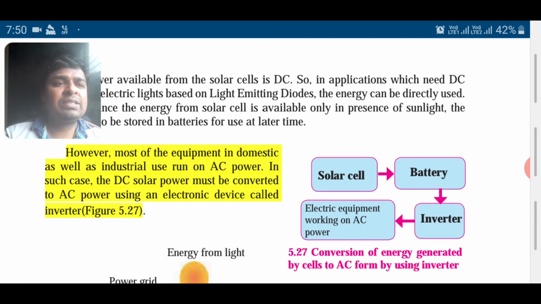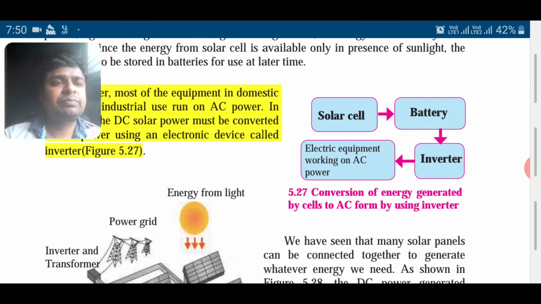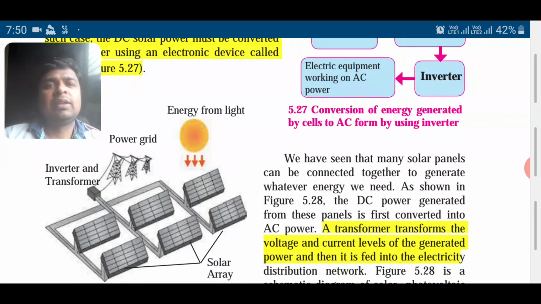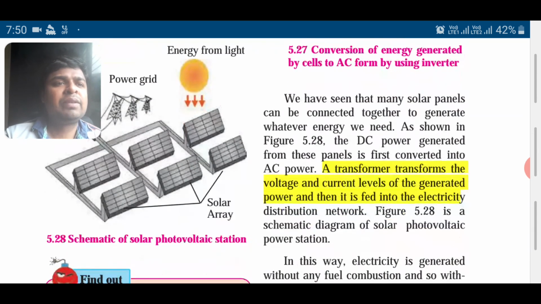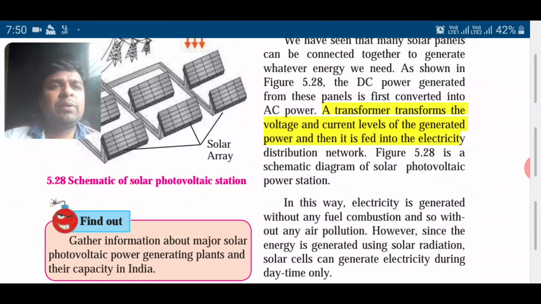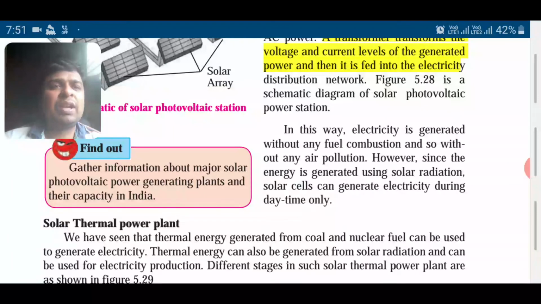Now you can see here, the solar cell will produce the electricity, store it in a battery, convert it into AC by an inverter, and then it is used by electrical appliances which are used every day. Here they have shown us the assembly. Many solar panels are connected together to generate whatever amount of energy you require. DC power generated from the solar panel is first converted to AC power. A transformer transforms the voltage and current levels, which are fed to the electricity grid, the distribution network.